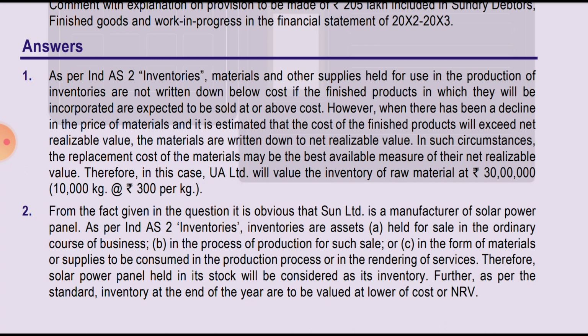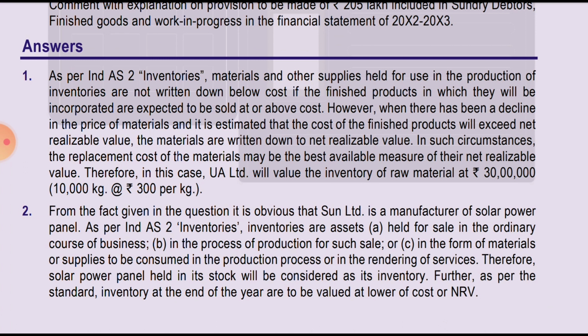If they are expected to be sold at or above the cost, the cost of the material will not be written down. What they have given is that the material and other supplies held for use in the production process of an inventory are not written down below the cost, that is, at what cost we had purchased. It will not be valued below the cost if the finished product which has been manufactured from it is expected to be sold at above the cost.